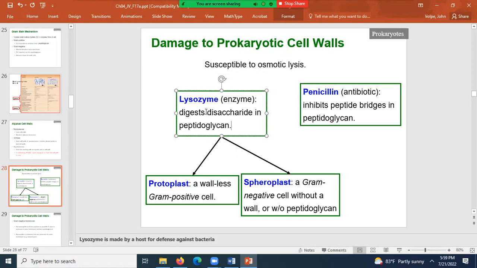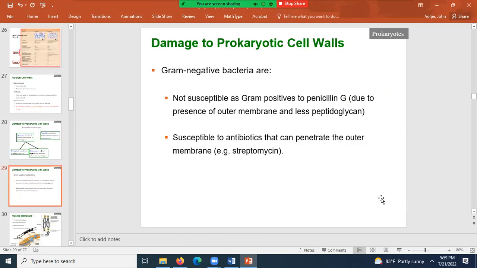Anyways, you can use the lysozyme and penicillin to damage the cells and then get a wall-less prokaryotic cell. And you don't need to know the different terms. So you saw that the gram-negative bacteria are not as susceptible as gram-positives to penicillin G due to the presence of the outer membrane.